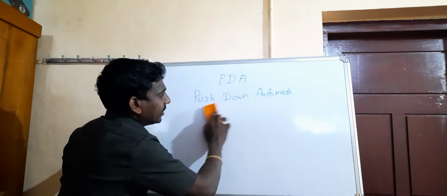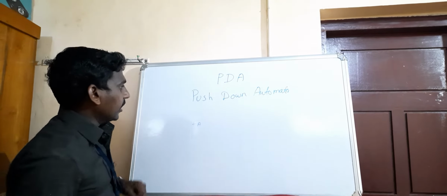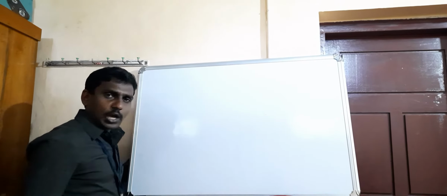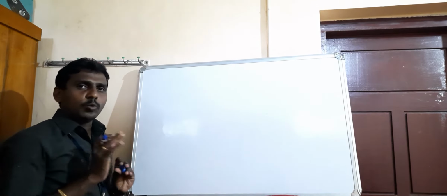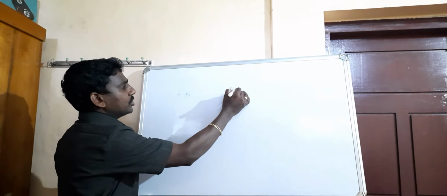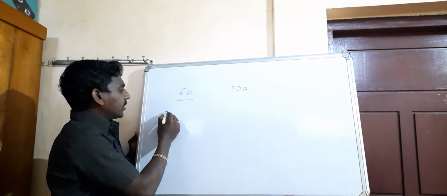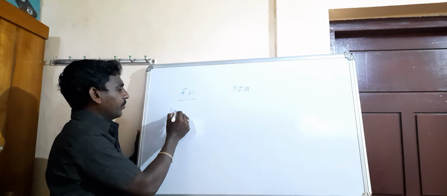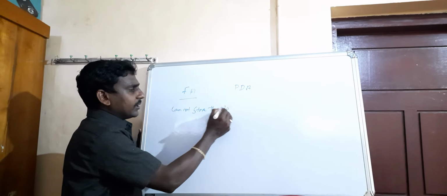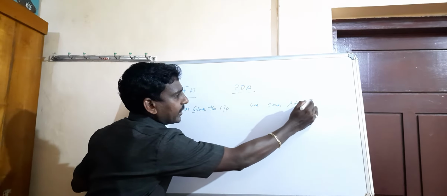Okay, so you know the model of finite automata. Right now, I am going to teach you the model of push down automata. So the difference between finite automata and push down automata is, finite automata is an ordinary machine. We cannot store the input. But the feature of PDA is we can store the input.